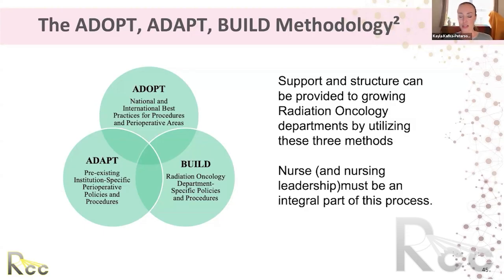And then build what is unique to us, what is unique to brachytherapy: handling the applicators, sterilizing the applicators, radiation safety. This is where each radiation oncology brachytherapy team needs to identify what does not fit, adopt, or adapt, and then we build it ourselves, which is usually a handful, maybe a dozen or two policies. So support and structure can be provided to growing radiation oncology departments by utilizing these three methods.